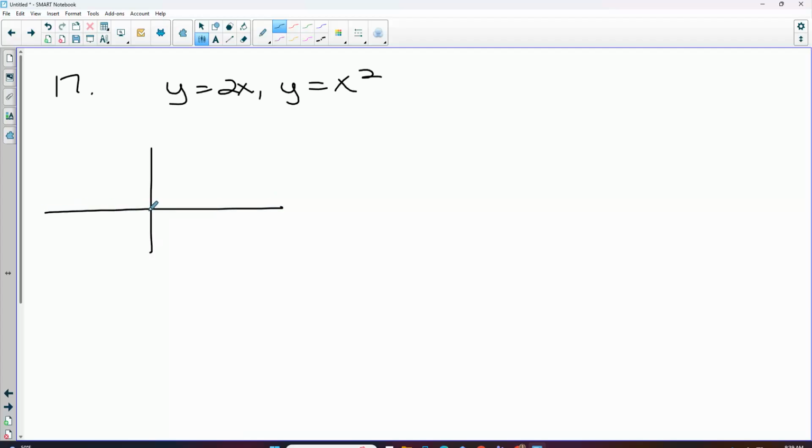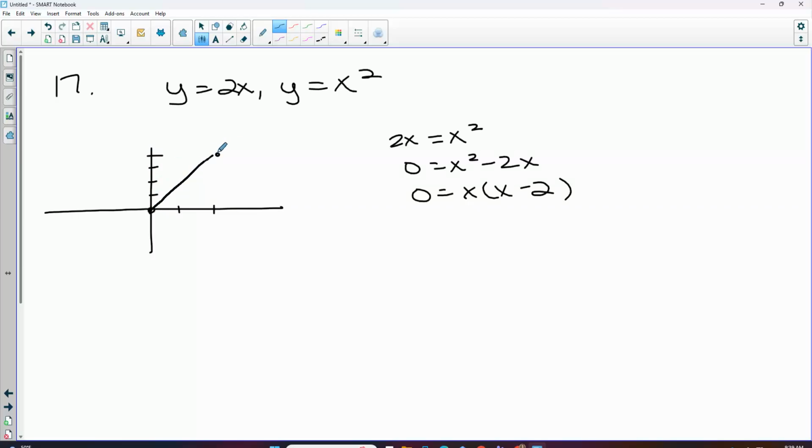So 2x is just a line. And if you want, you could go ahead and find their intersection points. So we can see they're intersecting at 0 and 2. So we have that line and the parabola. Okay, shells wouldn't be necessary here, but if I ask you to do it that way, that's how we're going to set it up. So we are rotating that around the y-axis.